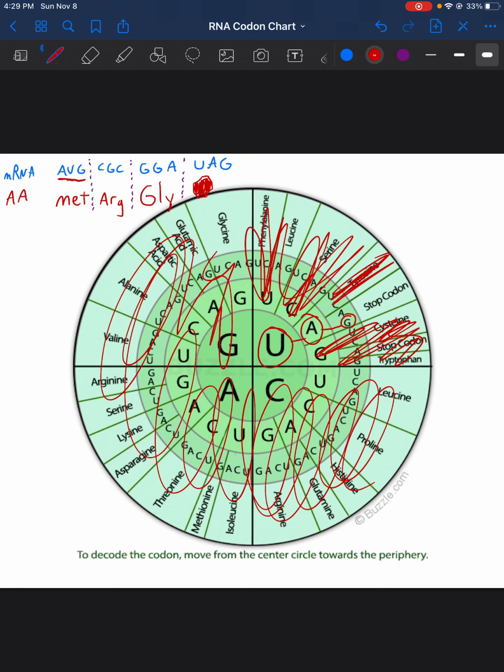And that is how you read the RNA codon chart. Hopefully that will help you if you're having trouble figuring out how we know what amino acids happen during translation.